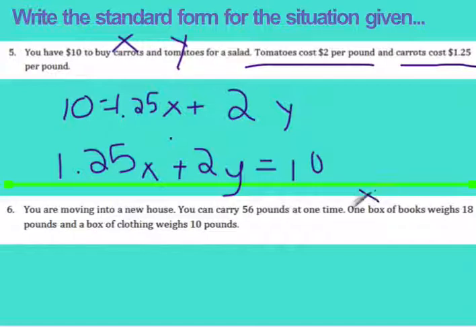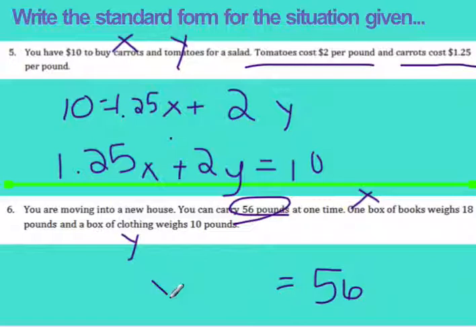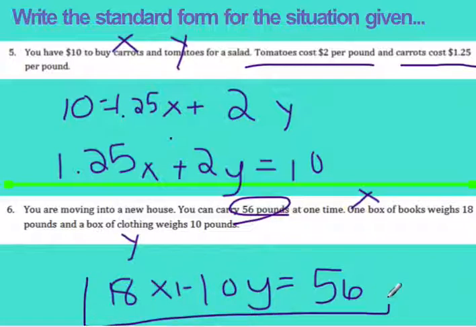So I'm going to let X represent the number of boxes of books you're going to carry, and I'm going to let Y represent the number of boxes of clothing that you're going to carry. So we can carry a total of 56 pounds at once because we're big and strong people. Okay? So for every X box of books that I bring, it's going to cost me $18. For every Y box of clothing, it's going to cost me $10. So that's 18X plus 10Y is equal to 56.